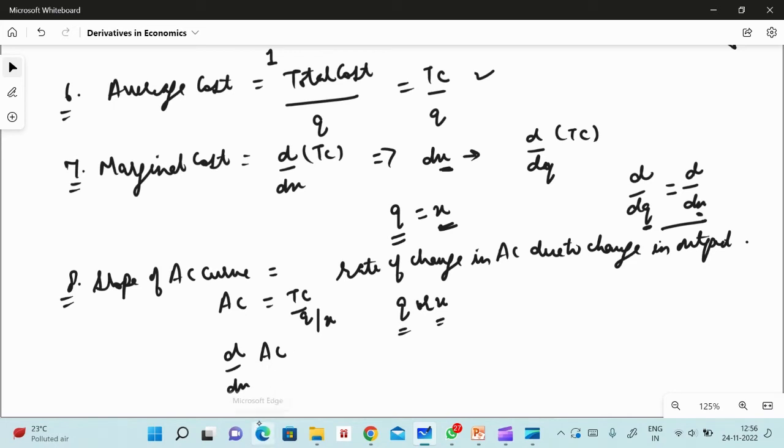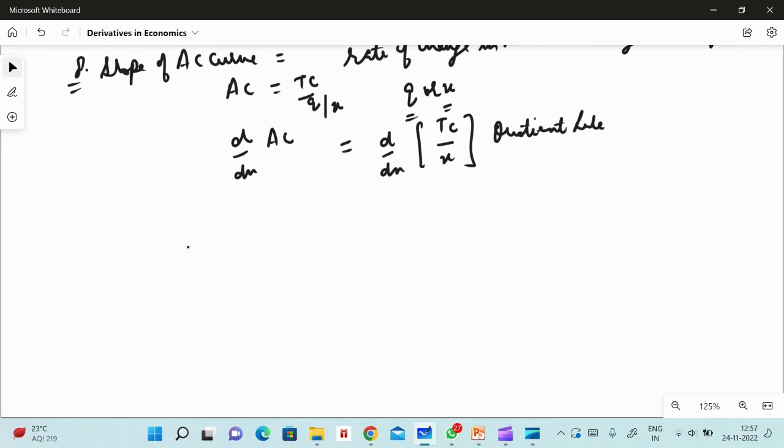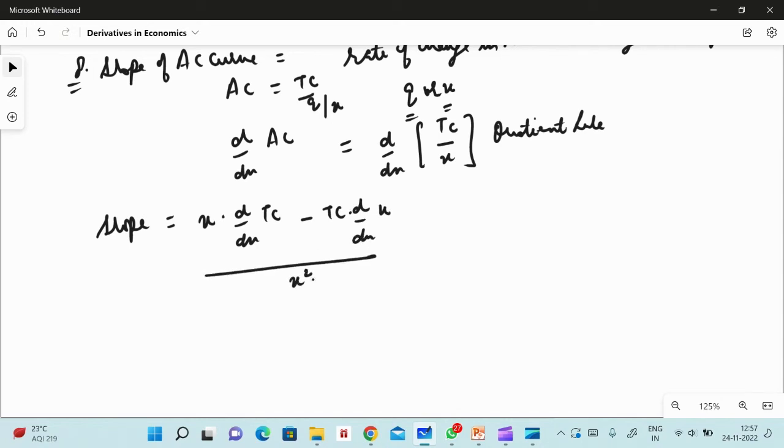So whenever we have to take the derivative of AC, it gives me the derivative of TC by x, right? Now here we will apply the quotient rule, and we know the formula of u by v. So here it comes to slope is equal to x into derivative of total cost minus total cost into derivative of x, divided by x square.